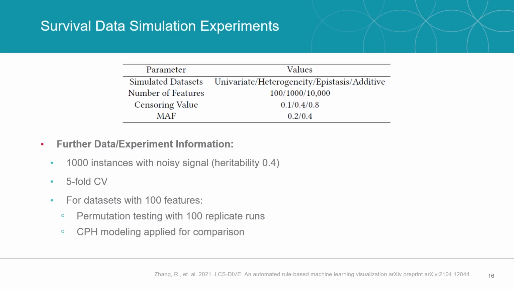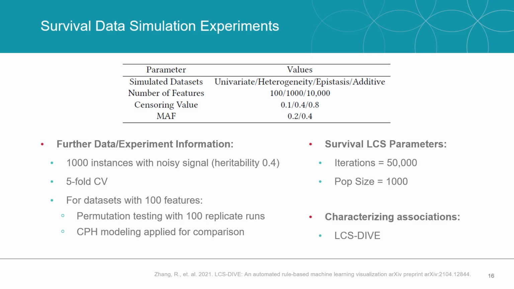We limited these analyses to the smaller datasets due to computational restraints, and the fact that the CPH approach couldn't run at all on the larger datasets, highlighting an immediate limitation for that existing, largely utilized methodology. Key parameters for our Survival-LCS algorithm included using 50,000 training iterations and a population size of 1,000. And lastly, we employed LCS Dive to explore characterizing and visualizing the associations in the different datasets that were discovered.